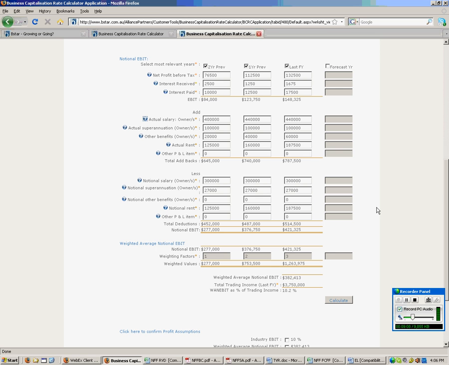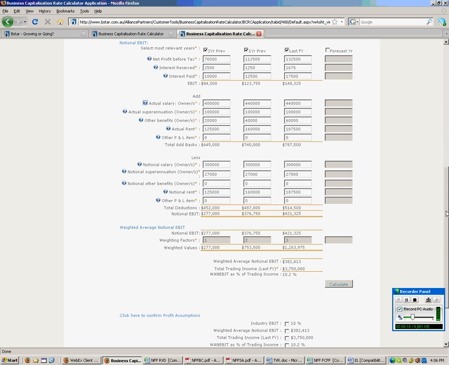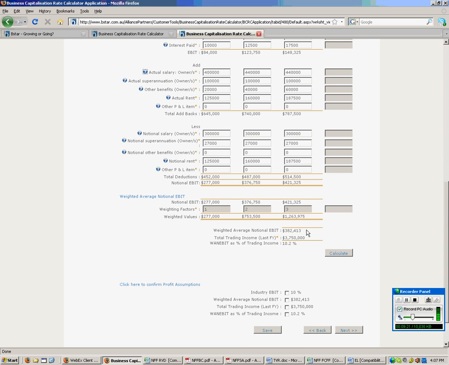Once an alliance partner enters the profit information and records their adjustments for valuation purposes, the calculator will determine a weighted average notional earnings before interest and taxation. This will be the profit figure for valuation purposes. The calculator also has built-in checks and balances.